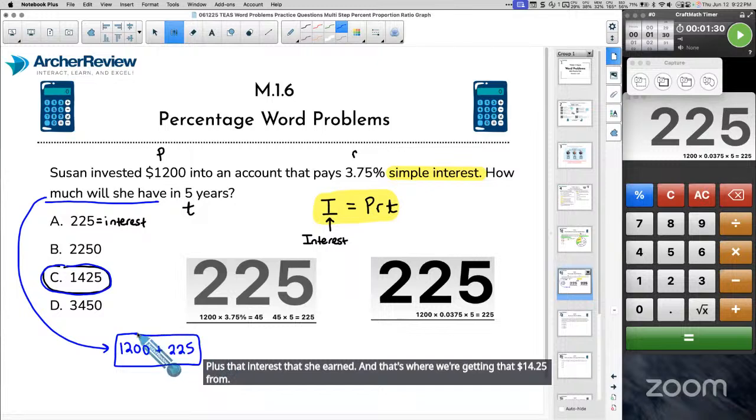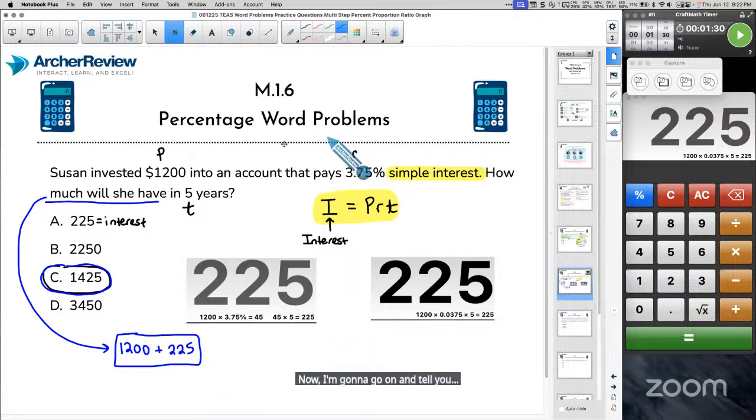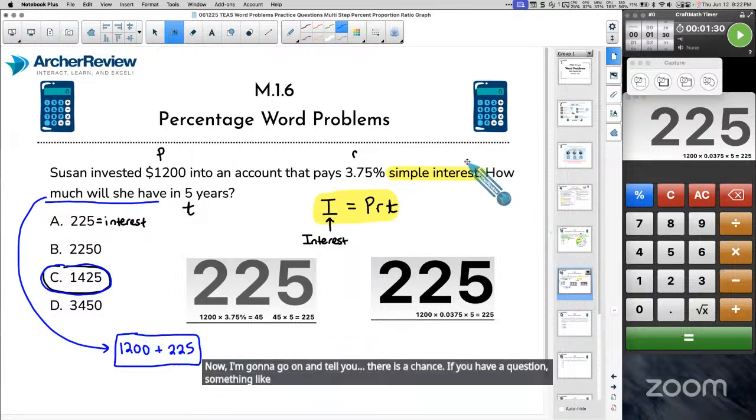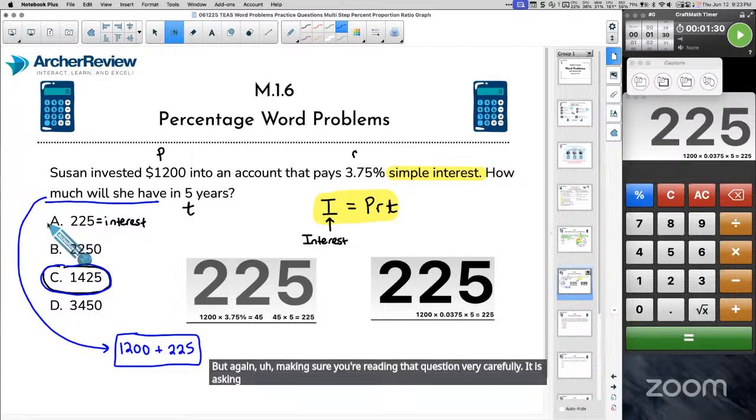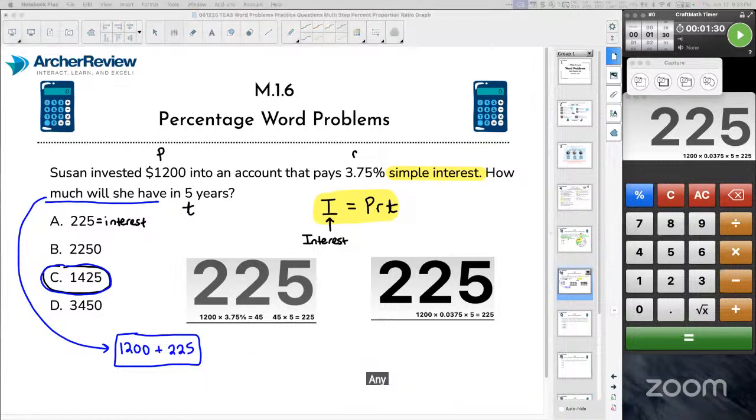Now I'm going to tell you there is a chance, if you have a question something like this, and it says how much interest did she earn, then we would have picked 225. But again, I'm making sure you're reading that question very carefully. It is asking how much will she have. So we got to remember she's still got that 1,200 bucks, that principal. Any questions so far?